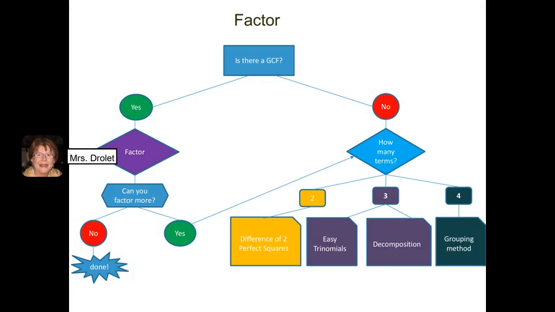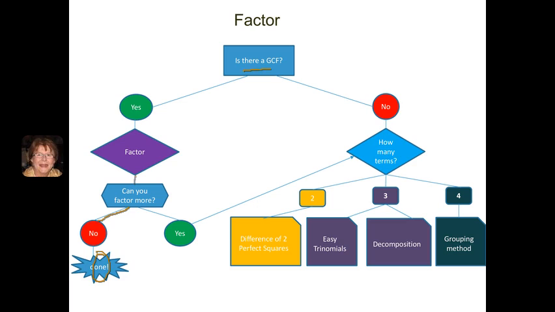The first step is always to recognize what factoring method you're going to use. Here's a mind map that will help you. Always ask yourself the question, is there a GCF? What does GCF mean? Is there a greatest common factor? If there is, then you factor using the GCF method. Always ask yourself, after you've done one factoring method, can you factor any more? If you cannot factor anymore, then your work is done.